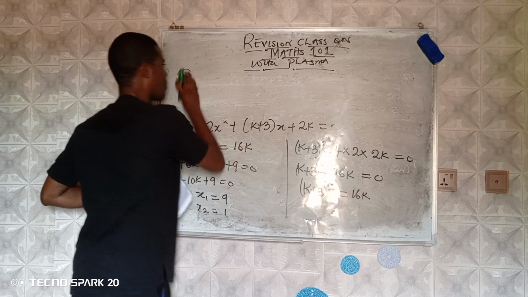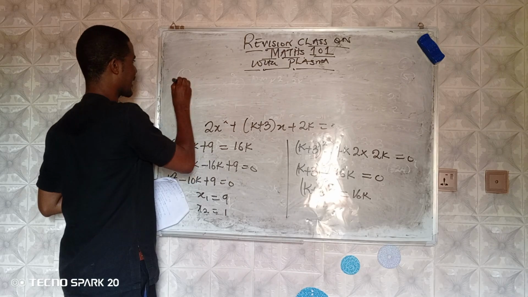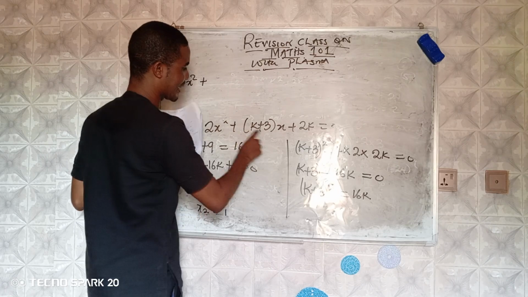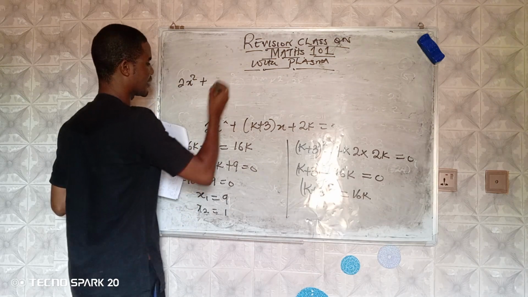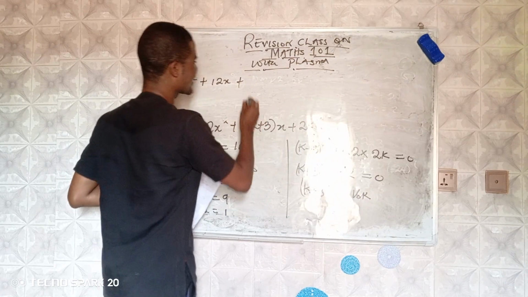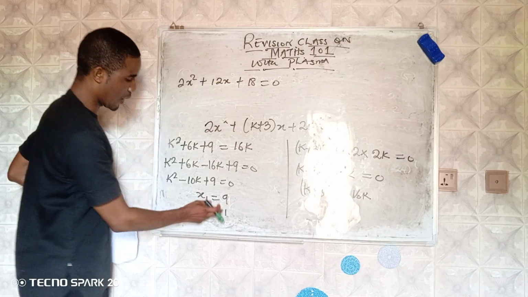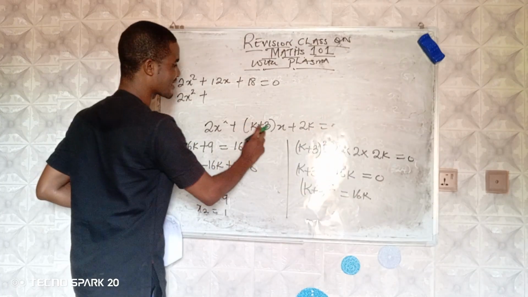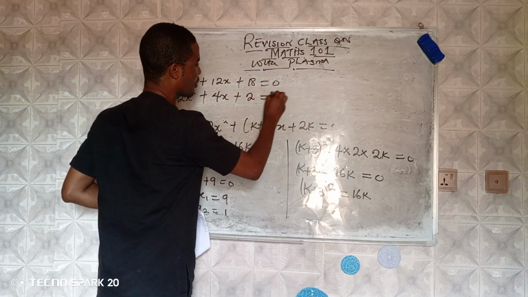Let me check them. Let's check 9 first. That means I can have 2x squared plus (9 plus 3), that is 12, so 12x, plus 2 times 9, 18, equals 0. This is the first equation you will get. If you are checking with 1, you are going to have 2x squared plus (1 plus 3), which is 4x, plus 2 times 1, which is 2, equals 0.